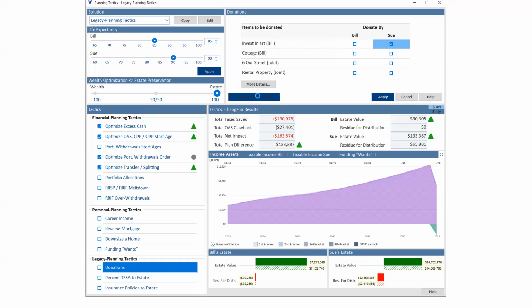So we'll calculate the tactic effect. And what we see, and this is interesting, is a large down red arrow and a small up green arrow. The reason for that is because the estate value goes down since the art is being donated. It's not part of the estate being passed on to Bill Jr., but because of the tax savings through the donation, there is an increase in the residue for distribution.